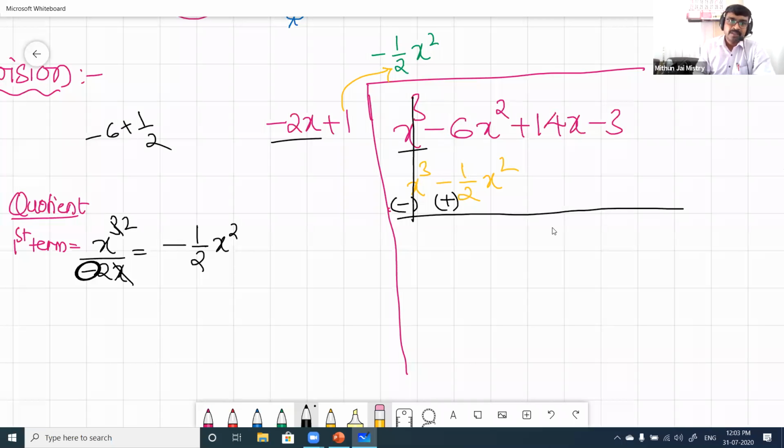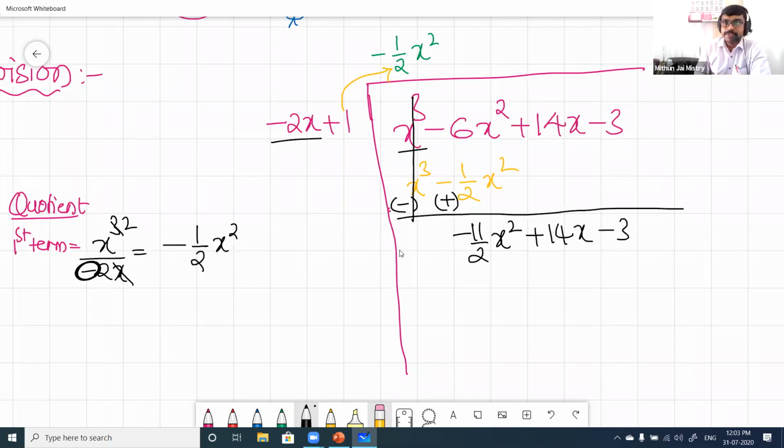Do it. 2 into minus 6, minus 12, minus 12 plus 1 by 2, that is minus 11 by 2. So here we will get minus 11 by 2. I'm writing here minus 11 by 2 x square, because they are like terms. Then we have plus 14x minus 3.